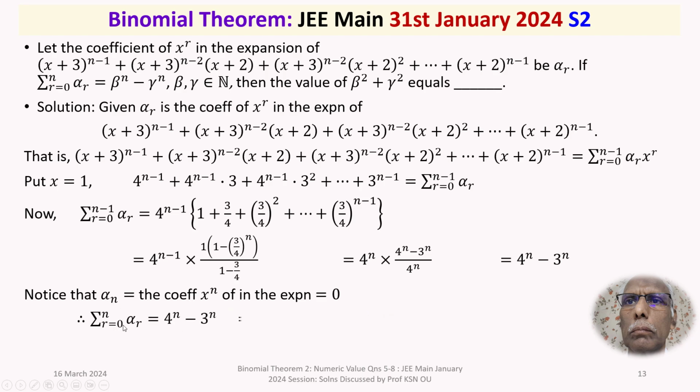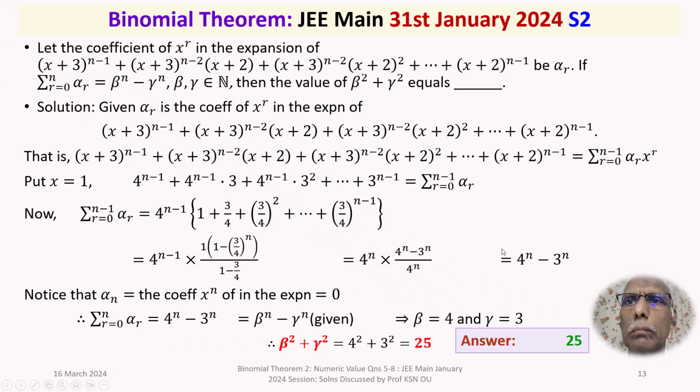So sigma r equal to 0 to n alpha r is equal to 4 to the power of n minus 3 power n. That is equal to beta power n minus gamma power n, where beta and gamma are natural numbers. Therefore, beta must be equal to 4 and gamma is equal to 3. We are required to find the value of beta square plus gamma square. So 4 square plus 3 square is equal to 25. Therefore, the answer to this question is 25. And I am sure that you have understood the solution of this problem.